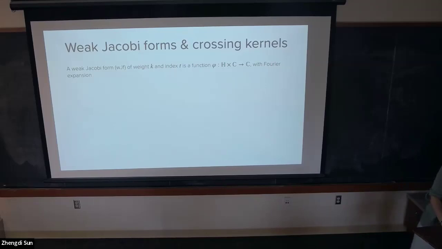Right, so a weak Jacobi form comes with two parameters, a weight that we will call k and an index called t. It's a function from the upper half plane times the complex plane to the complex plane that has a Fourier expansion of the following form, just like on the last slide. Here, n and l are integers, and these coefficients are 0 for all negative n. Here n, you can sort of, in CFT language, see as a scaling dimension, and l is a charge.